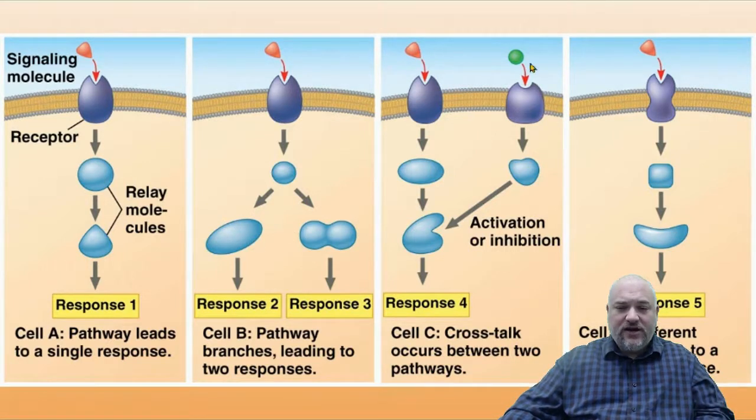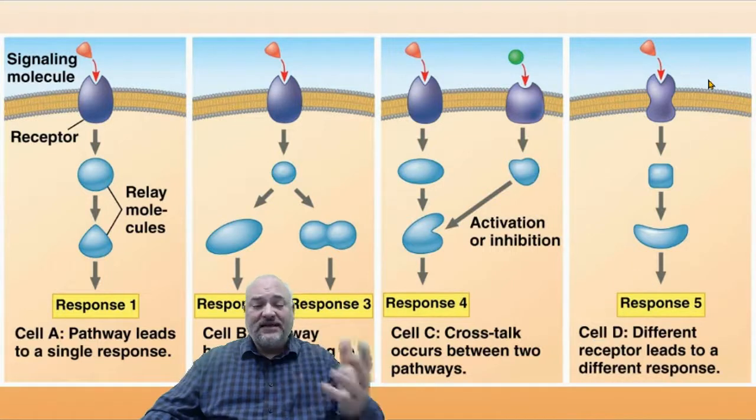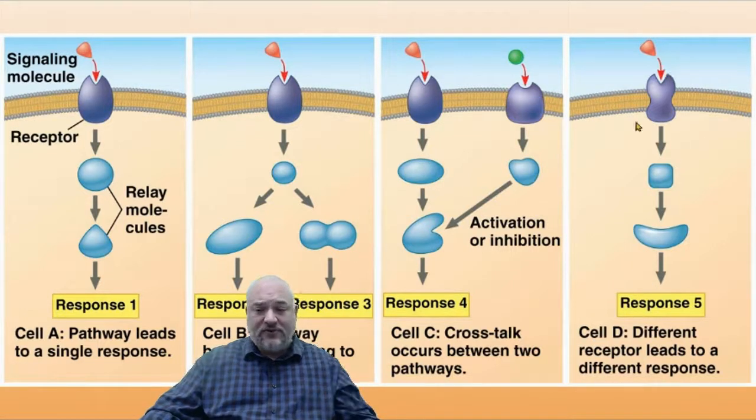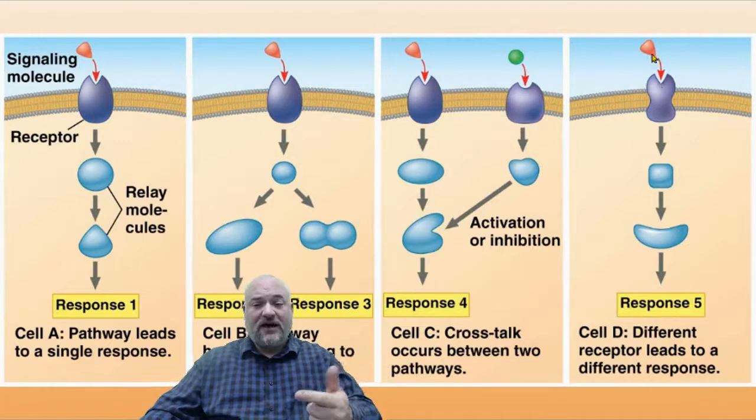Here, we need two different signals to get this thing to work or to inhibit it. You either need to have this one and this one in order for it to progress past this point, or maybe this one will go unless this one gets activated. If this one gets activated, it blocks it. So we can have some checks and balances there. Or we can have a completely different response with a completely different receptor protein that is still able to bind with a ligand.